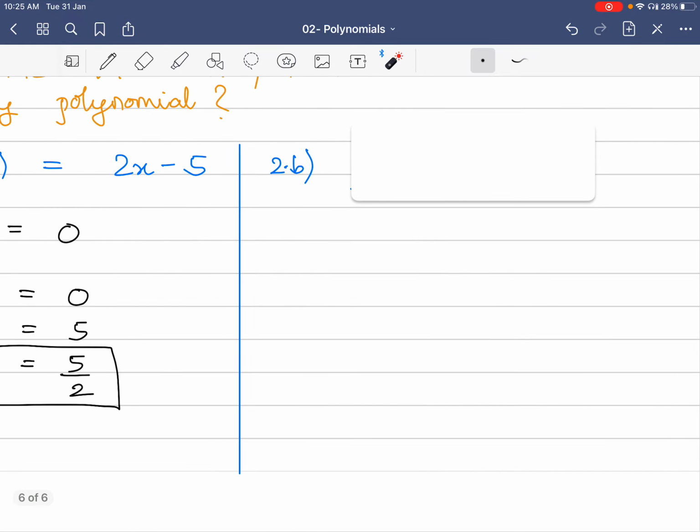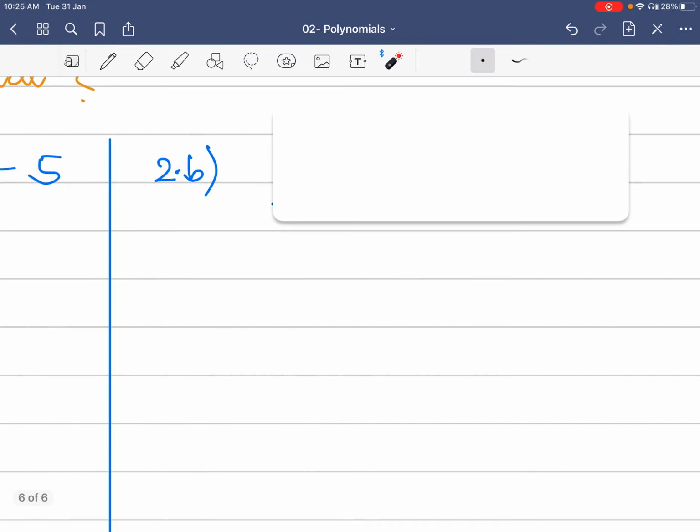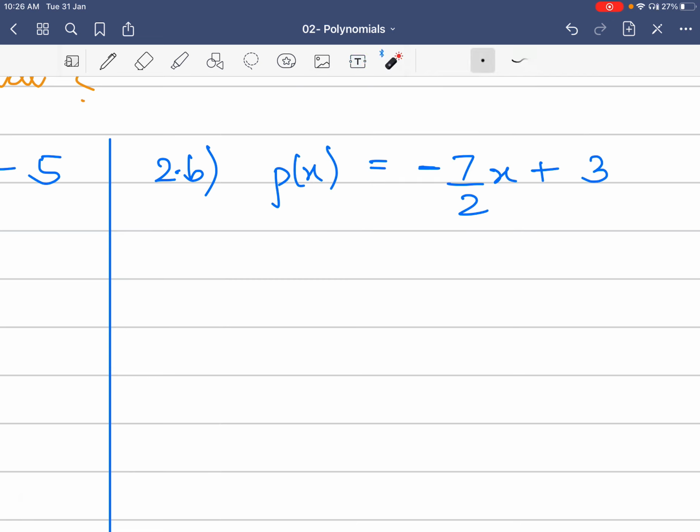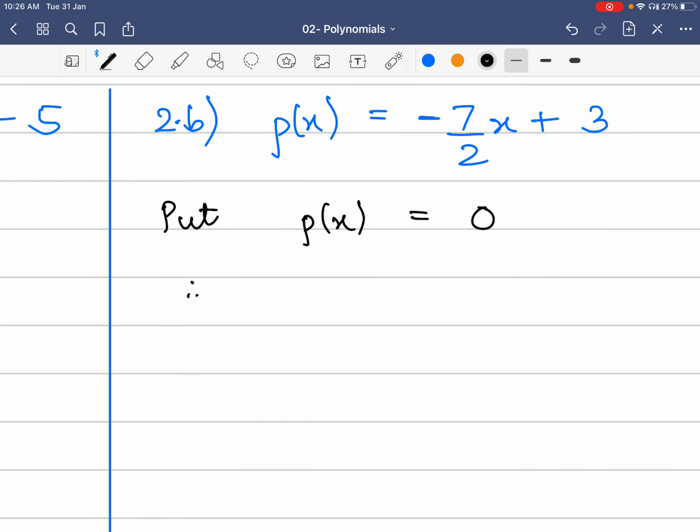Now, similarly, let us see another example of the same type. We have to find the zero or the root of a polynomial P of x, and this is the value of P of x. So what do we do? We say, put P of x equal to 0. Okay, therefore minus 7 by 2 x plus 3 is equal to 0. Therefore minus 7 by 2 x is equal to minus 3.